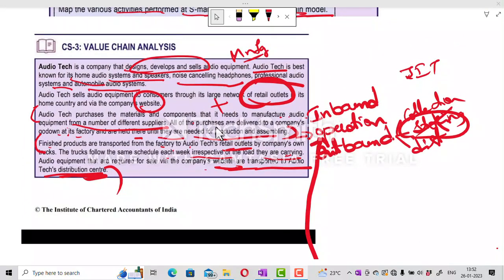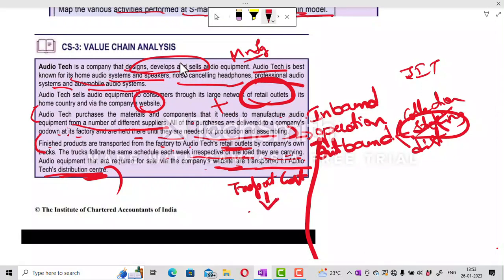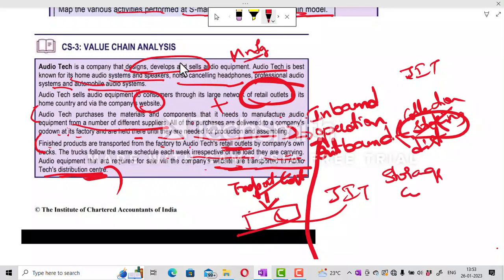And in outbound logistics, see, they are transporting to outlets irrespective of the load they are carrying. So in order to escape transportation costs, they need to check first how they are getting the sales demand. Based on that, they can transport. Now they are following a regular basis of transporting goods irrespective of load. So if they follow just in time, they can get the demand, and they can send only those goods which are required. So they can escape some transportation cost and also storage cost, as they are producing only when required.